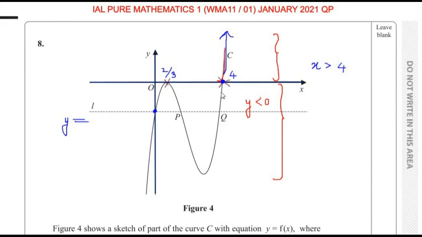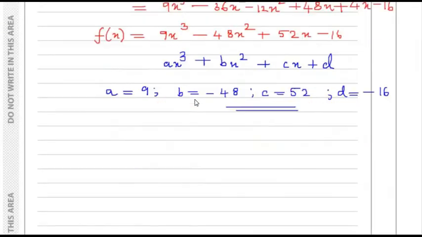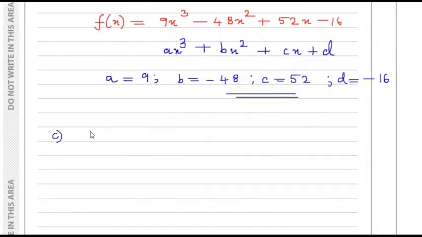The next hint they have given is that it cuts the y-intercept of the curve as well. So to find the y-intercept for the curve, the x coordinate is going to be 0. So what we are going to do is take this f of x expression for the curve. Let me write it down again. So here they have given f of x is equal to 3x minus 2 the whole square times x minus 4.